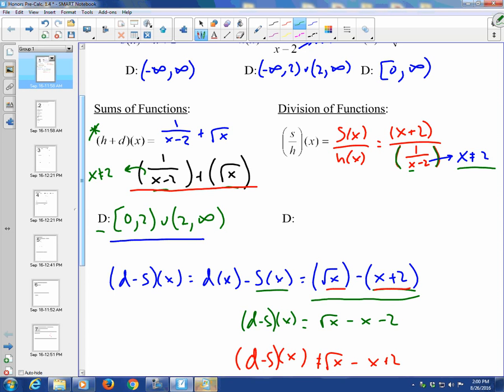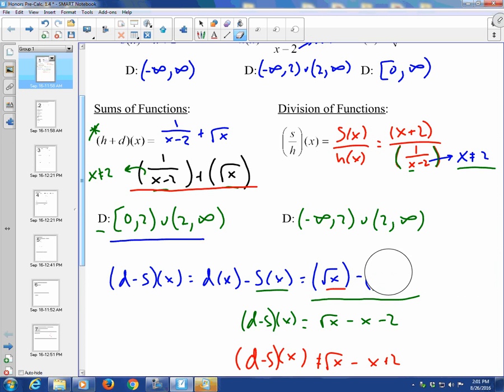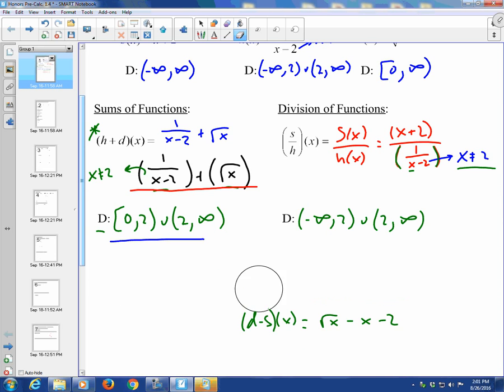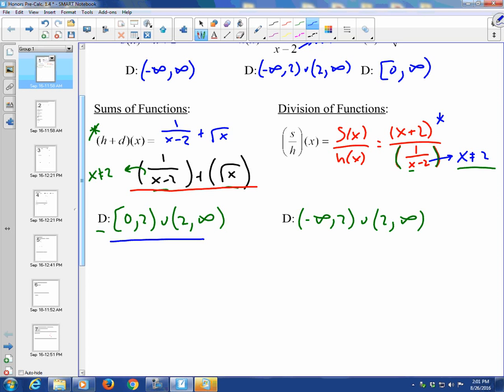So right here, our domain for our combination here would be from negative infinity to 2 union with 2 to positive infinity. Now that's the domain of our new function. Now what we're going to see right here is that the simplification of our expression is going to mean that it looks like this restriction is going to go away. So right here, looking at s of x divided by h of x, we've got x plus 2 divided by 1 over x minus 2.